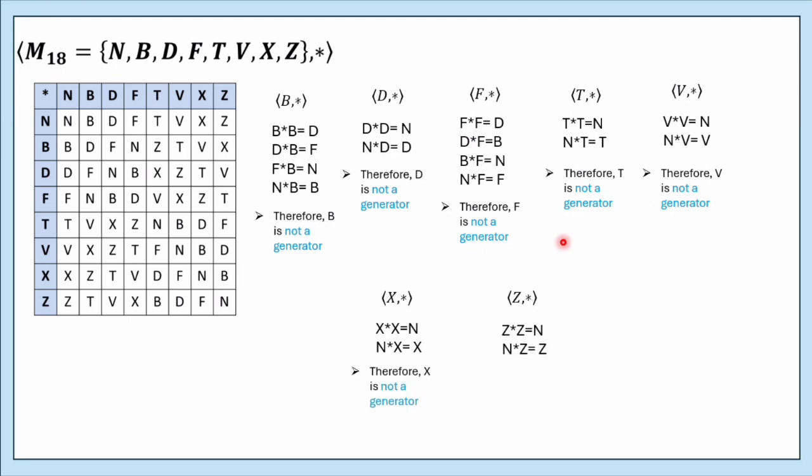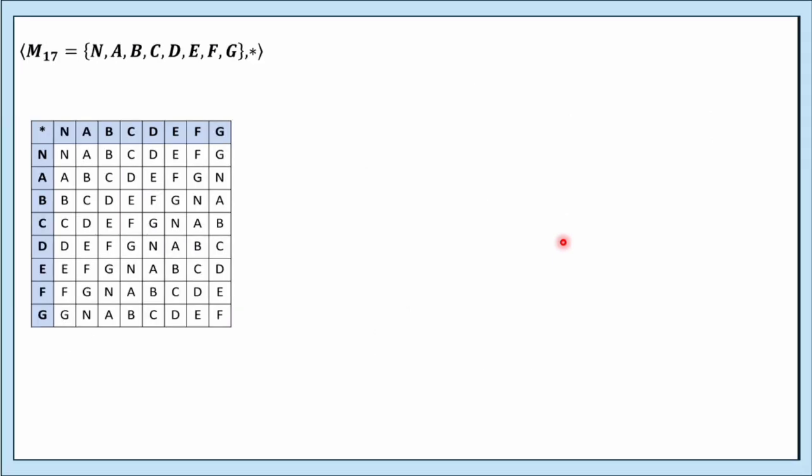For Z, we have Z star Z is equal to N and N star Z is equal to Z. Since Z failed to generate all the elements of the set, Z is not a generator. Since M sub 18 doesn't have any generator, this is not a cyclic group.